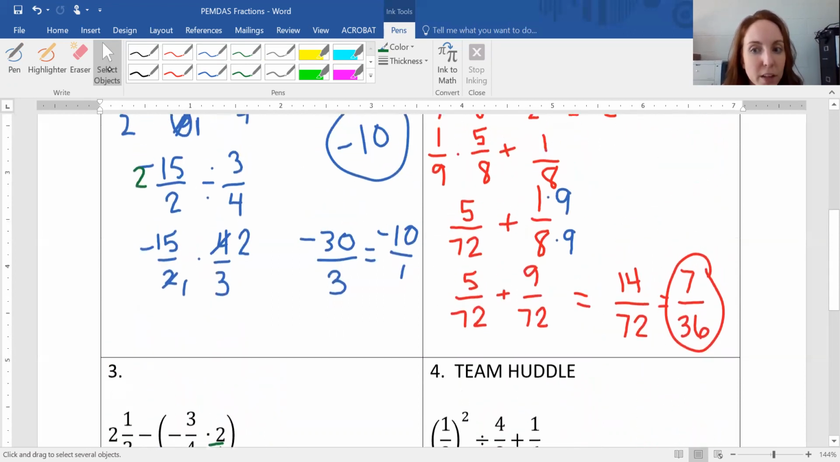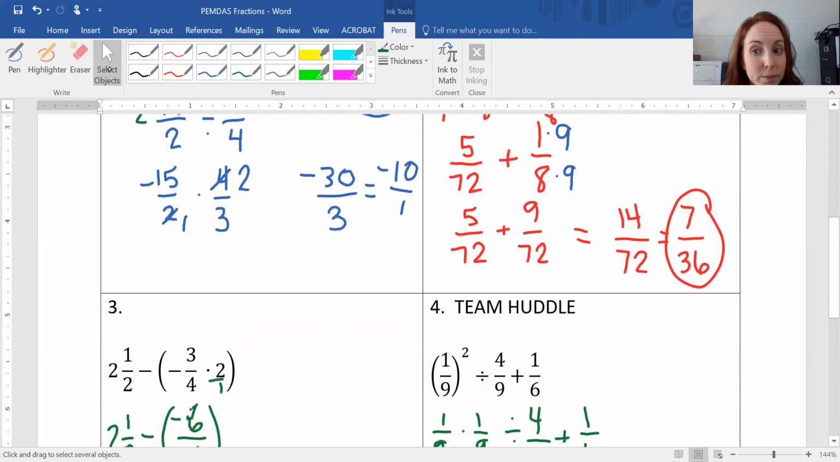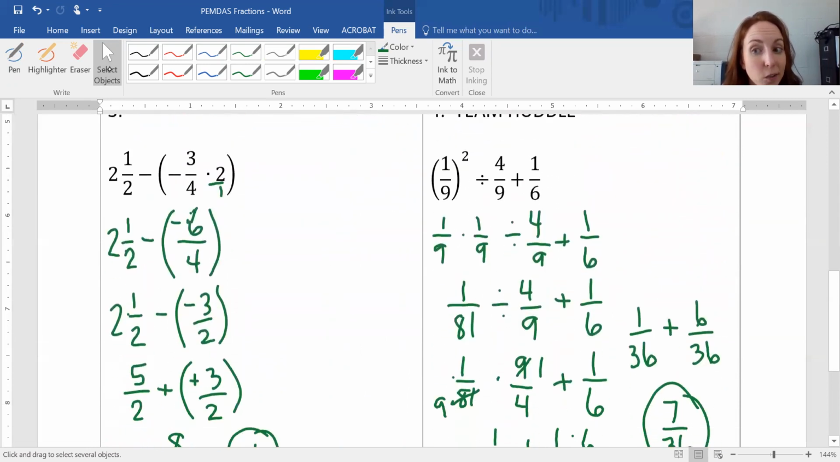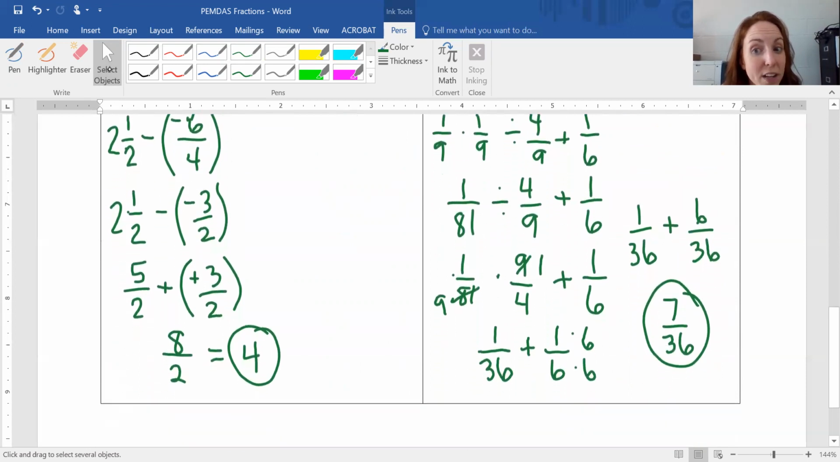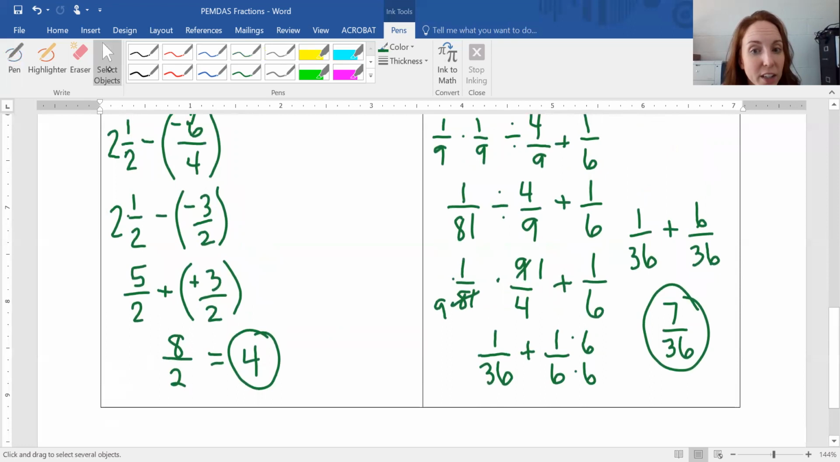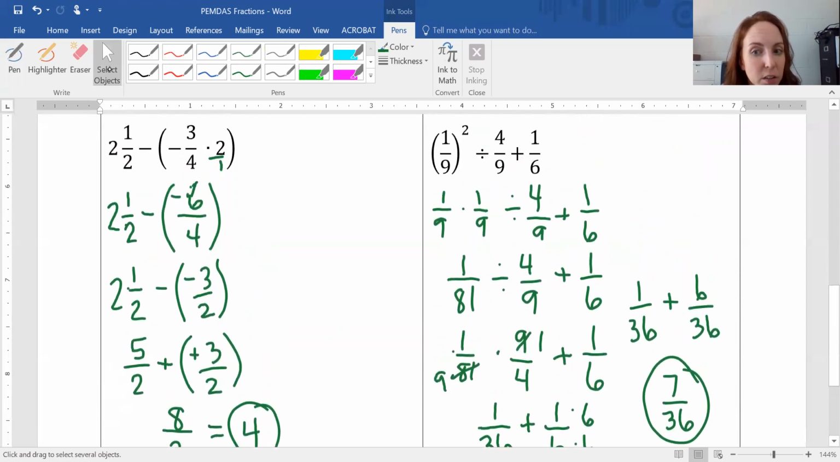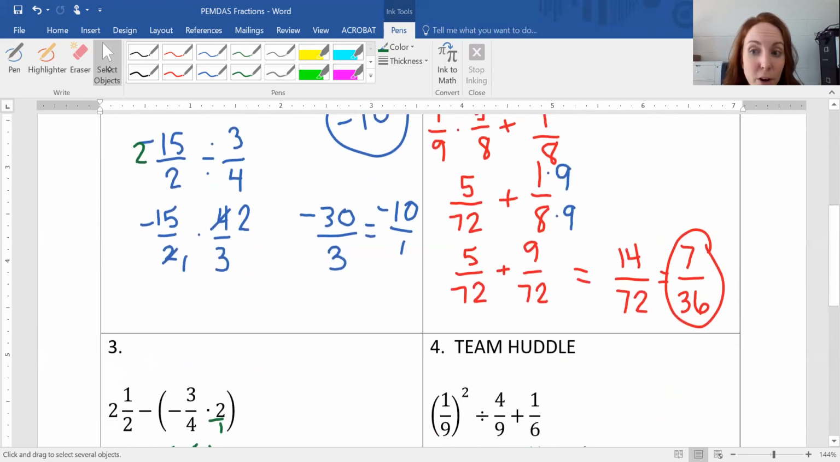All right, so a couple things to remember. If you're multiplying or dividing, you can multiply or divide as you wish, even if they don't have a common denominator. But if you're adding and subtracting, you need common denominators. And make sure you turn any mixed numbers into improper fractions.